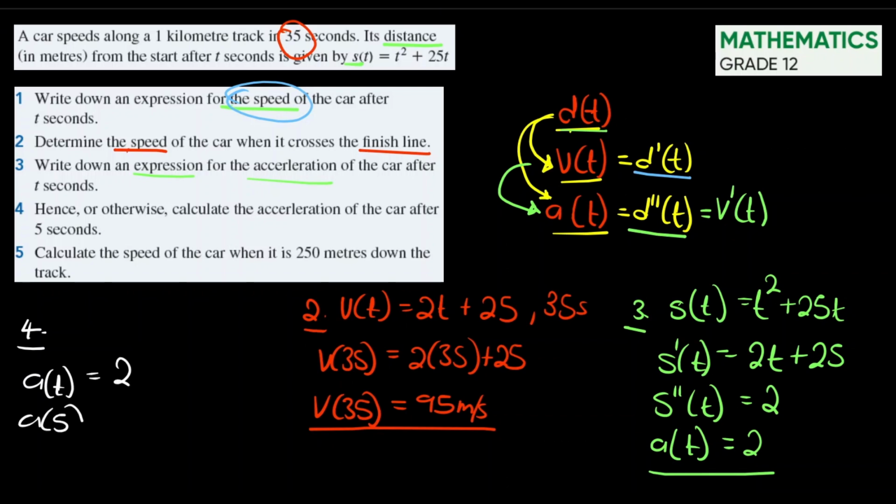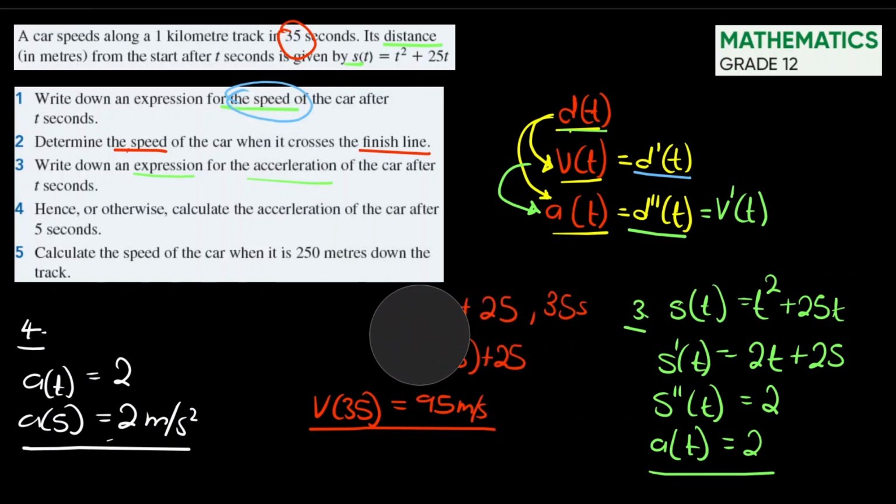So a of 5 is still 2 meters per second squared, meaning that if there was a t here, we're going to substitute t for 5, but there is no t. It's just a constant acceleration of 2, meaning that this car will accelerate from start to finish at the same acceleration of 2 meters per second squared. And moving on to the last question, which is really fun as well.